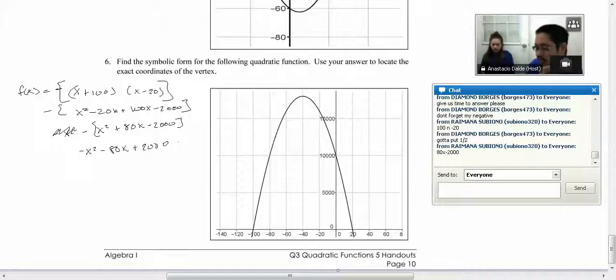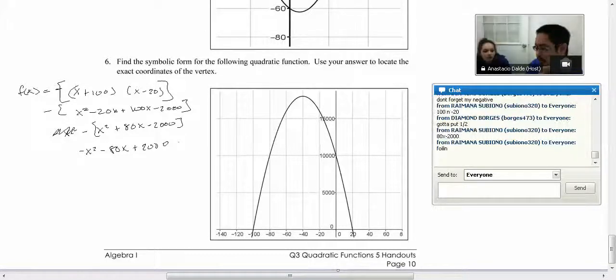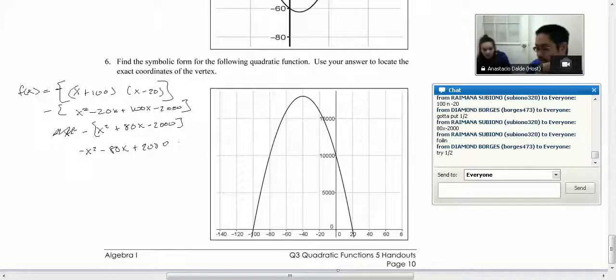It looks to me like it's a little big. Can we dial it down a little bit? I've been suggesting that we try 1/2. What do you mean by 1/2?